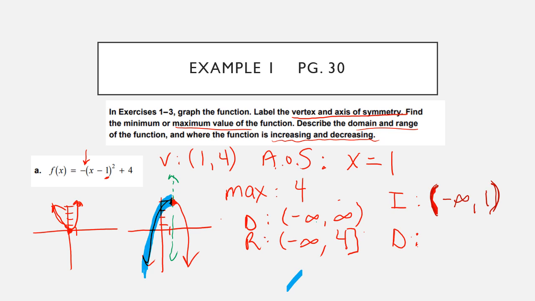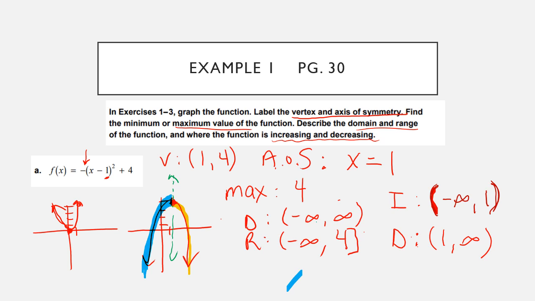So if I go back to a highlighter and I get up to the top of that mountain there and I start to walk down, then obviously I'm decreasing. So in that case, we're going to call this from 1 to positive infinity is going to be where my decreasing happens.